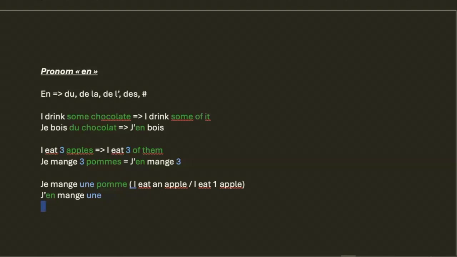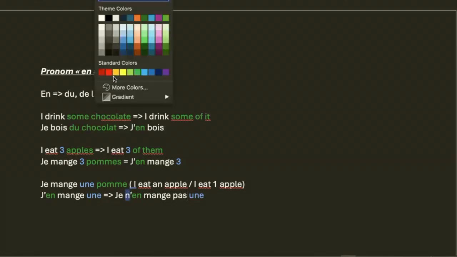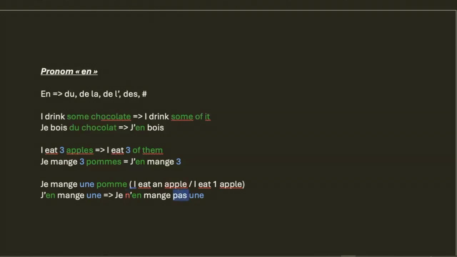Okay? Also, before we move forward, if I have a negation, what's that going to look like? What's my negation going to look like? Do you have any idea? Well, think about it. Je n'en mange pas une. D'accord? Negation around my conjugated verb, my pronoun is inside. And that's it. Je n'en mange pas une. I do not eat 1 of them.